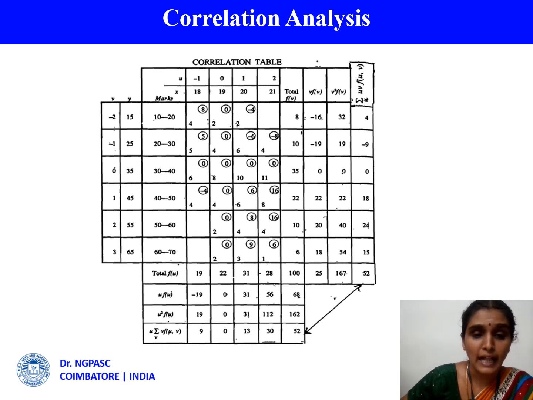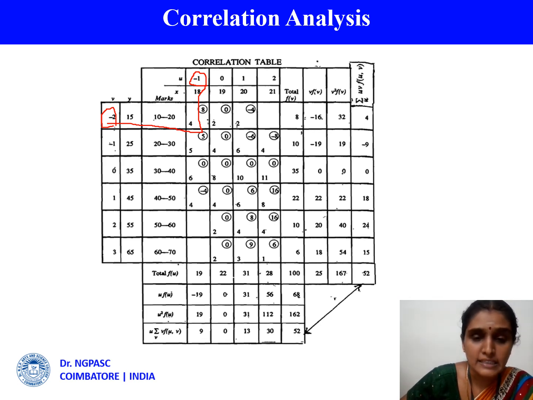After that we have to calculate the circled values. These circled values are obtained by multiplying the cell entry with its respective u and v values. Here the cell entry is 4. The respective u and v values are -2 and -1. So we multiply 4 with -2 and -1, and we obtain the value 8. Similarly, the next entry is 2 into -2 into 0, which is 0. Like this, we can calculate all the circled values.